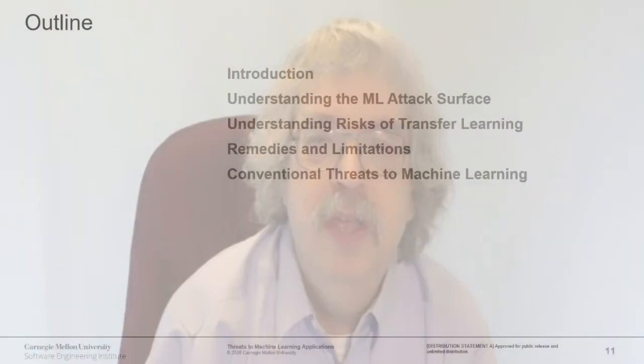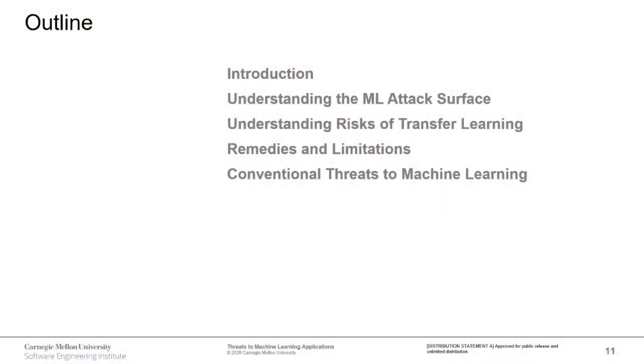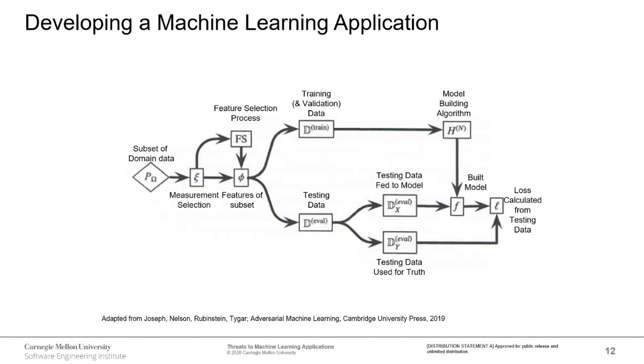So to do that, we should first understand what the machine learning attack surface is. That is, what are places that an adversary might go in trying to attack one of these machine learning applications. And so we'll start with a very abstract view of a machine learning application. And this comes from the book that's mentioned below.